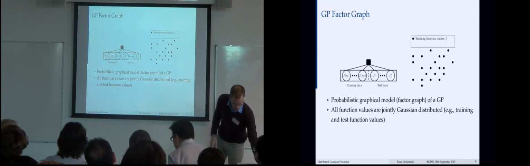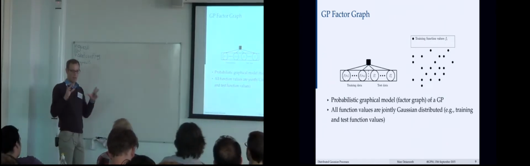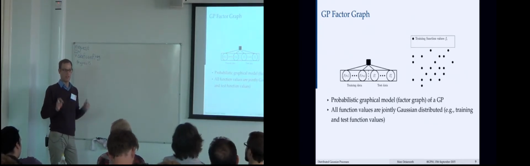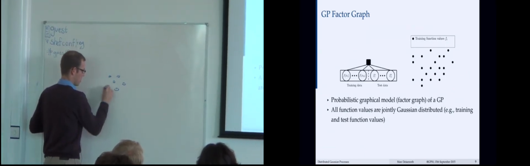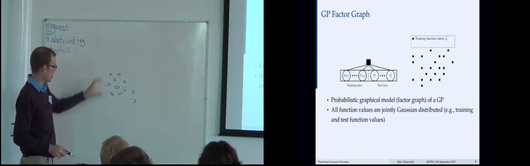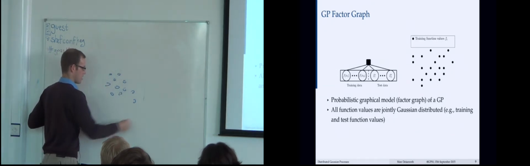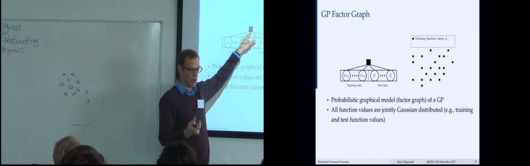Okay, let's maybe use the whiteboard a little bit. A Gaussian process definition says if we have a bunch of function values, all of these function values are jointly Gaussian distributed. So we have many function values, say about 10 data points, and in the 10-dimensional space, all of these are Gaussian distributed. This should be represented by this kind of factor graph. These are all function values, so training function values and test function values. And this black box connects them and makes them jointly distributed. That's how I read this thing.